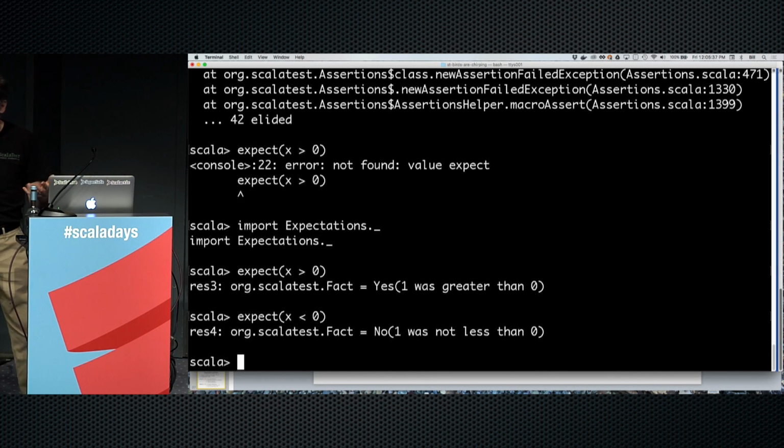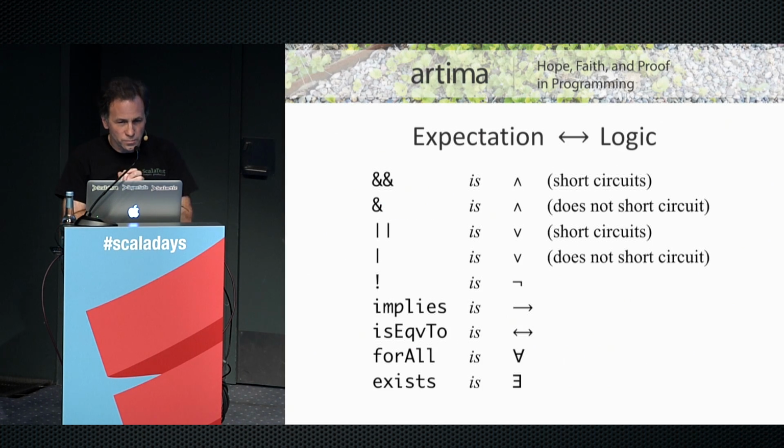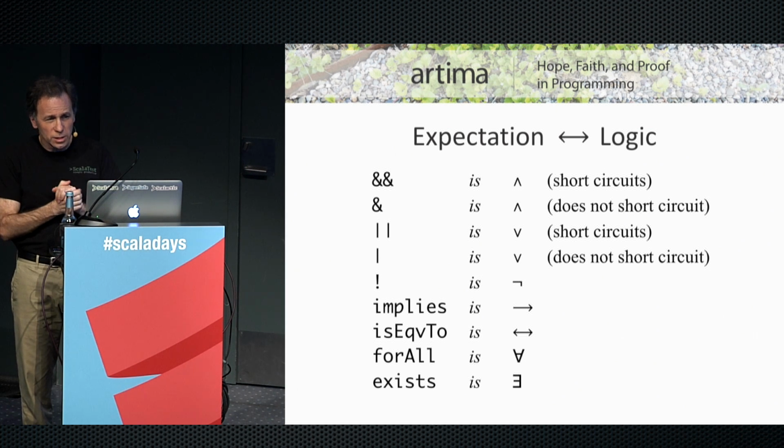So it's like true or false, right? But with an error message. This one says, well, the fact which I observed was that 1 was not less than 0. The yes and no means whether it was what I expected or not. And then the fact is actually a statement of fact. So I can basically negate it. The yes and no means whether or not my expectation was met. The English statement says what we observed. Okay, so that's expectations. What it does is it implements full predicate logic.